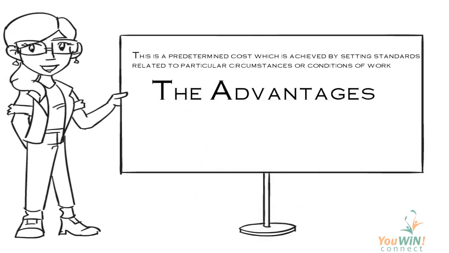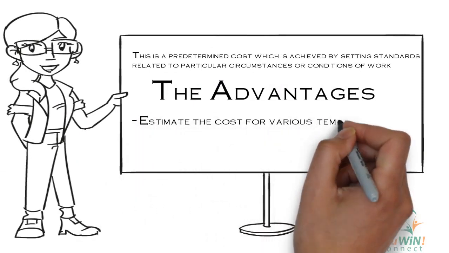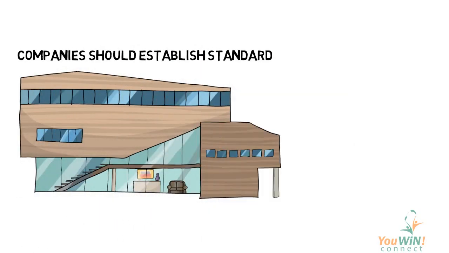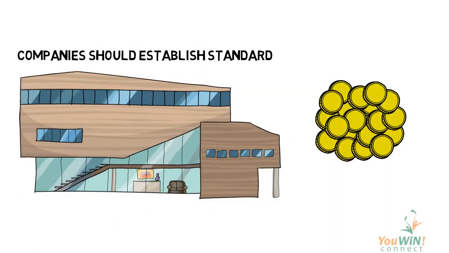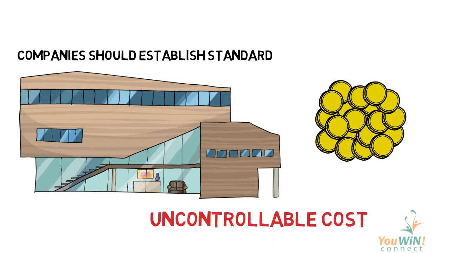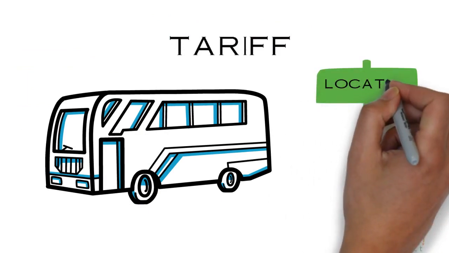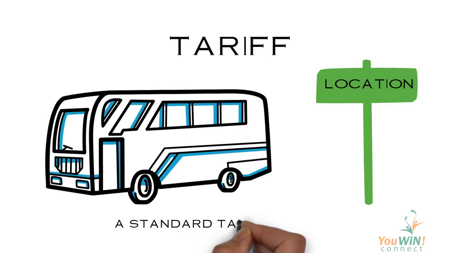The advantage of understanding and identifying standard cost is that it helps to estimate the cost for various items and is also a basis for cost variance analysis. Companies should establish standards for all costs and should begin with uncontrollable costs. For example, you can set a tariff for transportation in your business. These are standard costs. Based on the location, there's a standard tariff that is paid. This helps to watch and control cost.